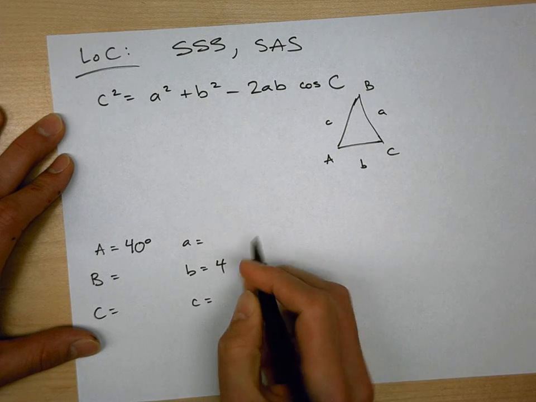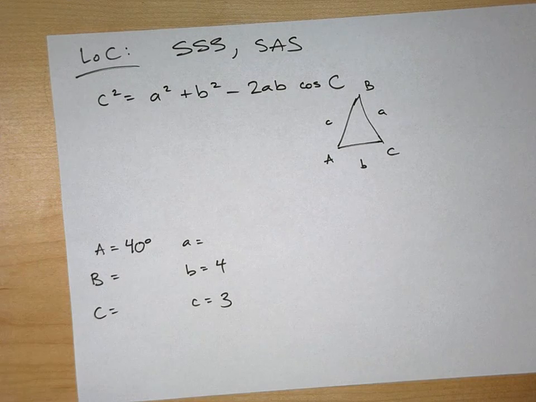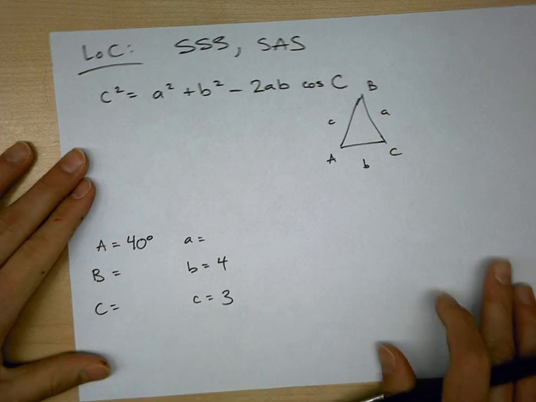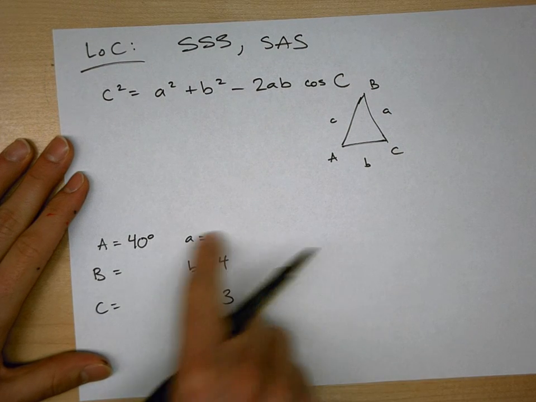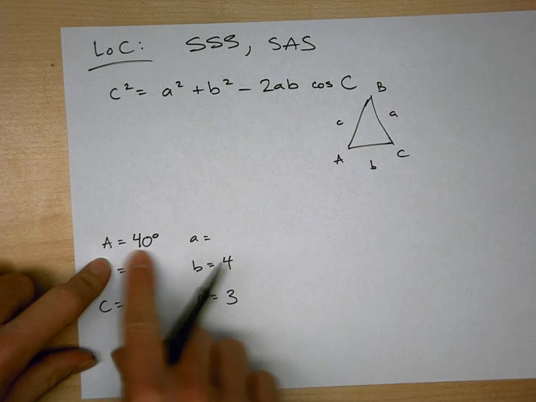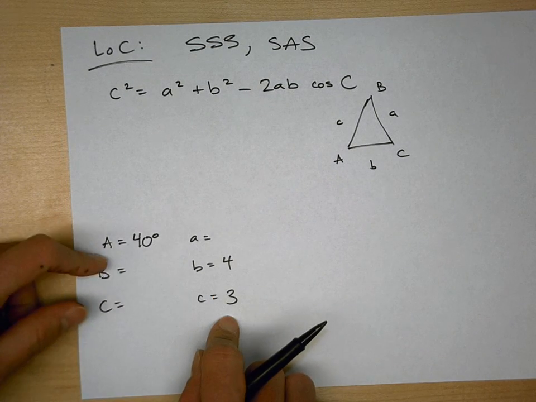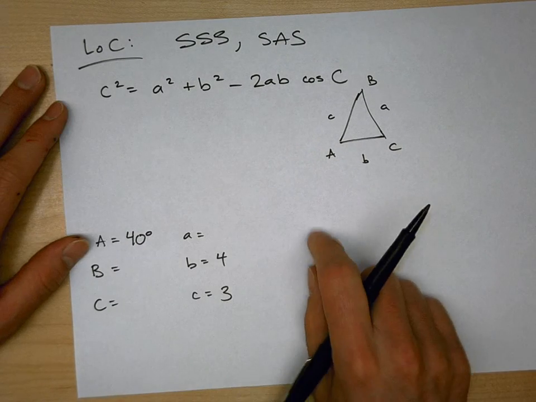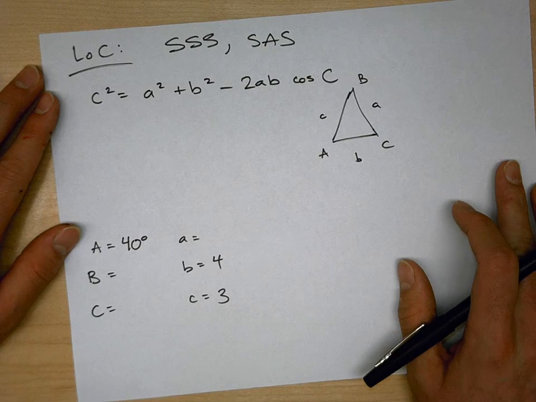And little c is 3. All right, so what we want to do is figure out what these other three pieces are. So we need an equation that has these three unknowns in it, and as the fourth unknown has one of these other pieces. Well, we're going to find it in the law of cosines, but it's not in the form that was written here.